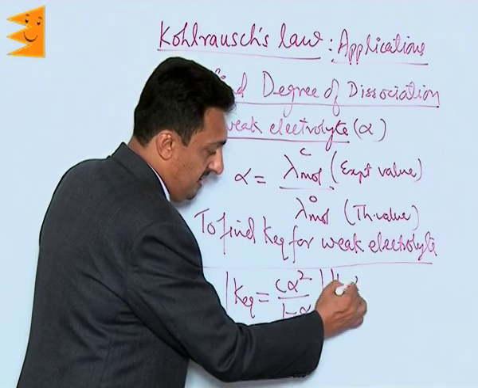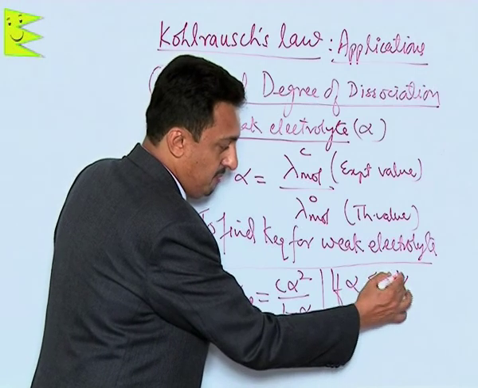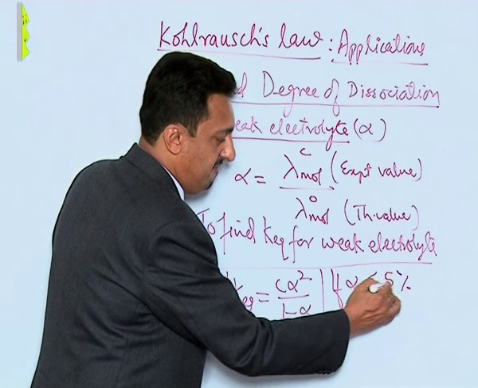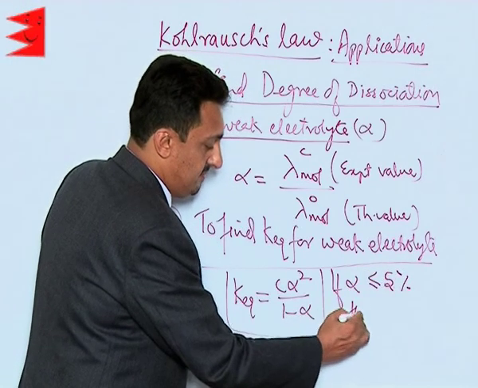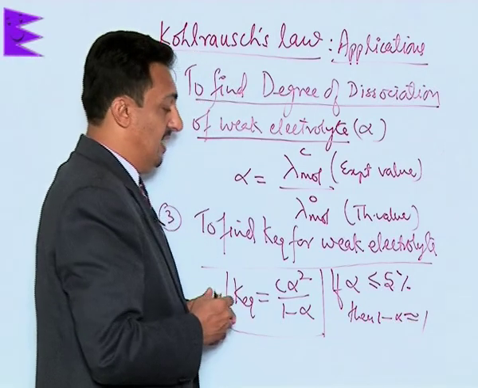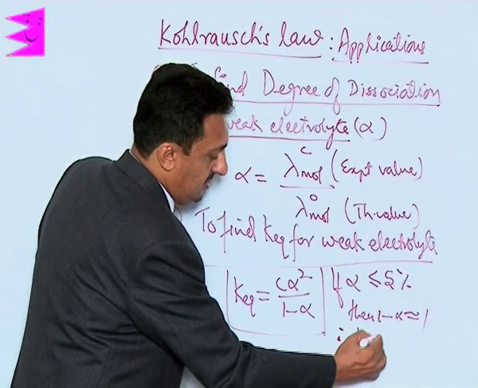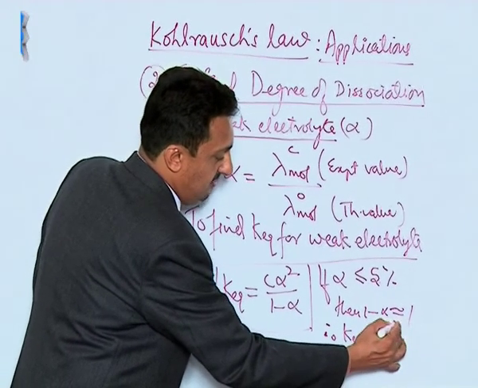Now, if alpha is less than or equal to 2%, we can take up to 5%, then 1 minus alpha is taken as 1, and then we can take that K equilibrium is equal to C alpha square.